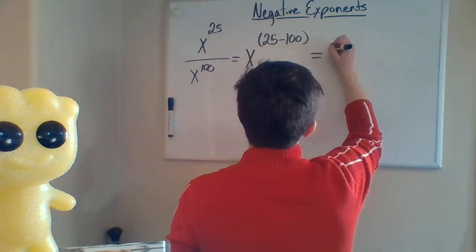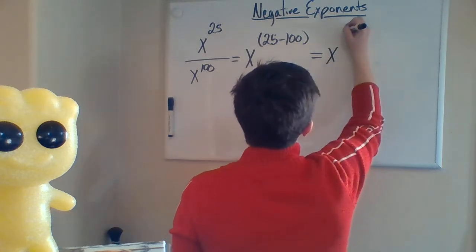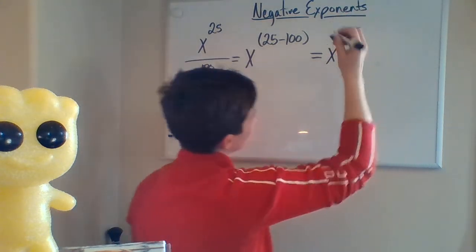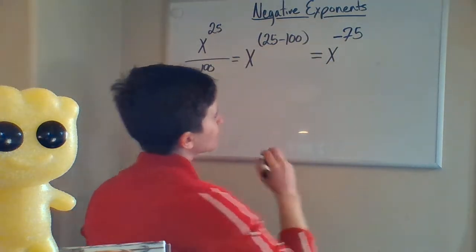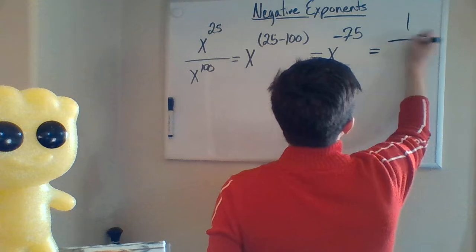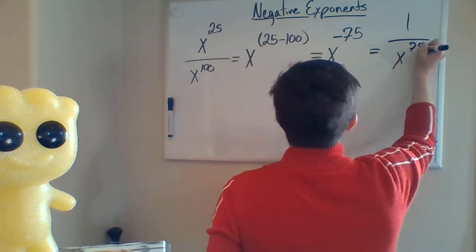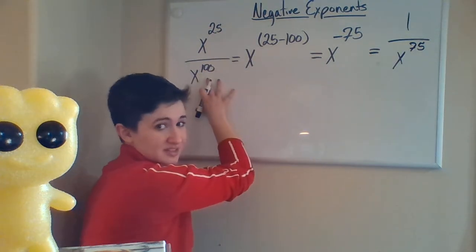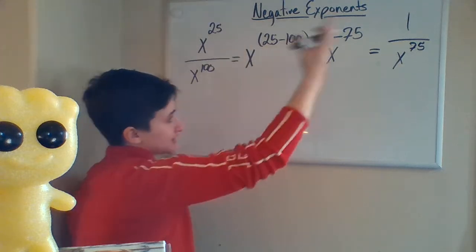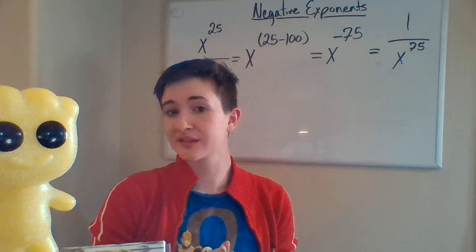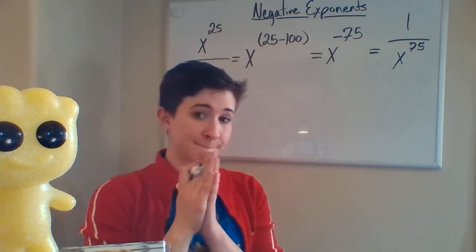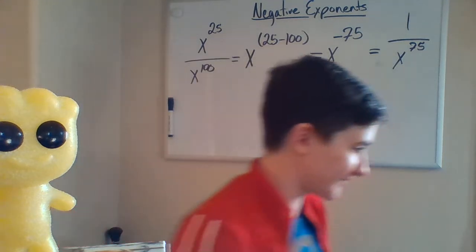So we have x to the negative 75, because 25 minus 100 is negative 75. And then all we do is, I should have 75 x's left on the bottom, because I have 100 x's on the bottom, 25 on top, and I cancel them out. I'm left with 75 on the bottom. Does that make sense? Yes? Maybe?